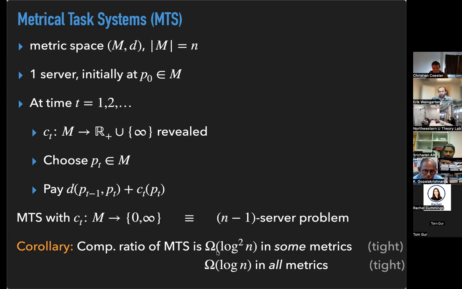On the one hand, it shows that there's an existential lower bound of log square n. And by existential, I mean there exists a metric space where this lower bound holds. And this is tight because we know for every metric space of n points that there's also a log square n upper bound. And moreover, the universal lower bound gives us a log n lower bound for all metric spaces of metrical task systems. And this again is tight because we know that on some metric spaces, there is a log n upper bound. So in that sense, it completely settles the randomized competitive ratio of metrical task systems.